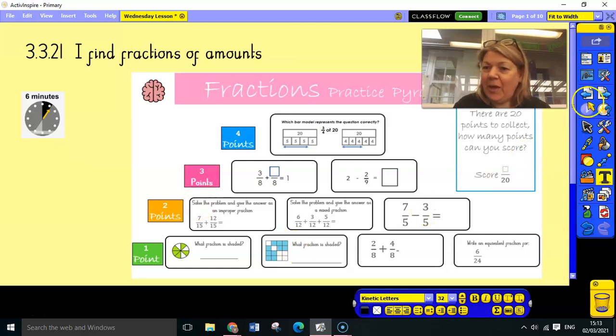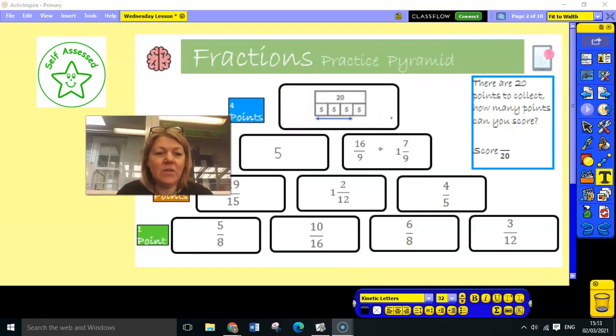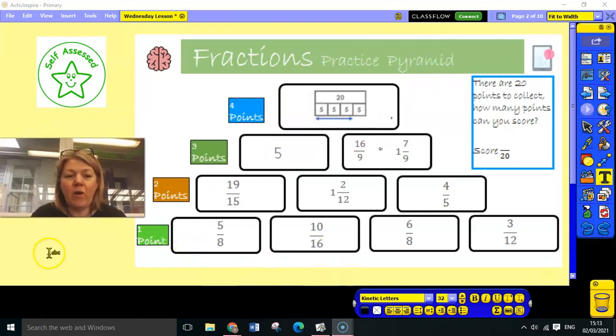How did you get on? Let's go on to the answers. So here are the answers. So you can mark your own here. The answers are also on the Google Drive, so you can pop over there and have a look as well. But these are all the answers. How many points did you score out of 20? You can pause it here while you mark your own, or you can come back to it at the end. It doesn't really matter because I'm going to move on to today's learning.